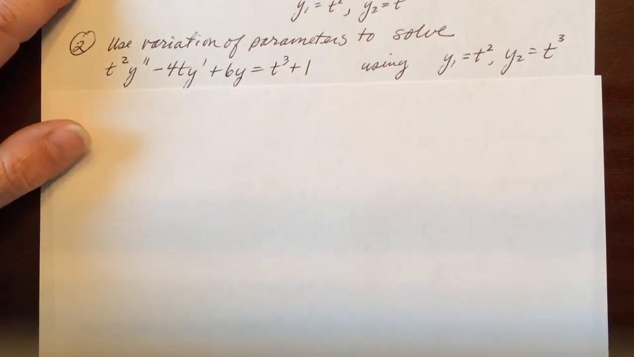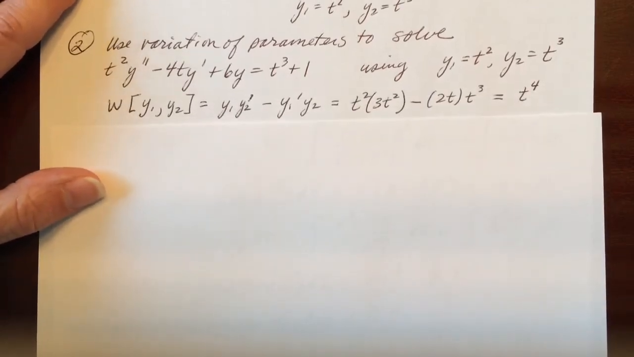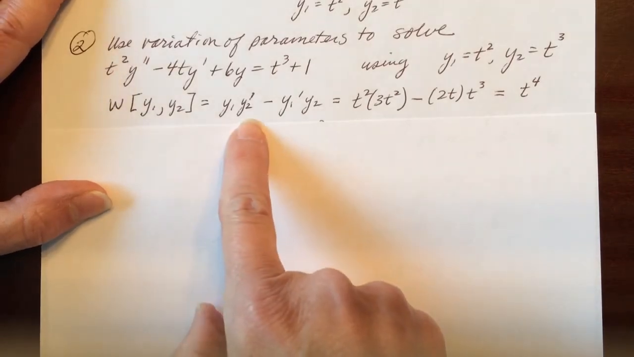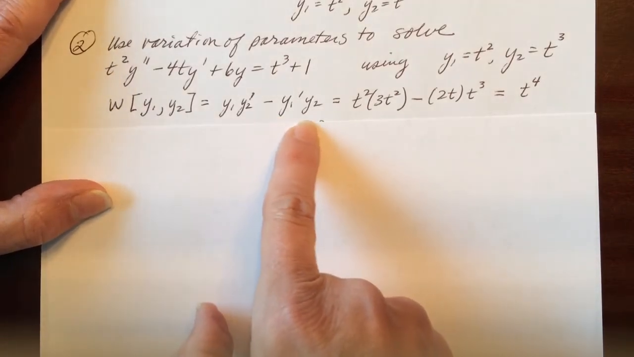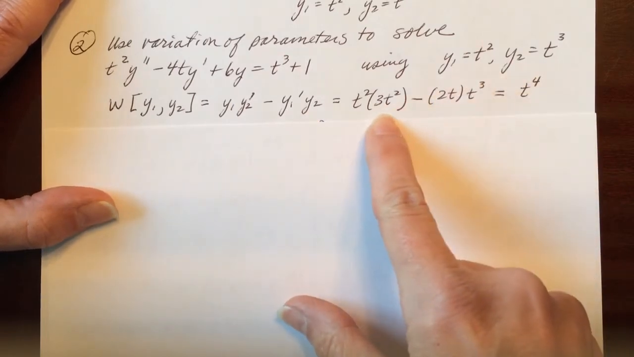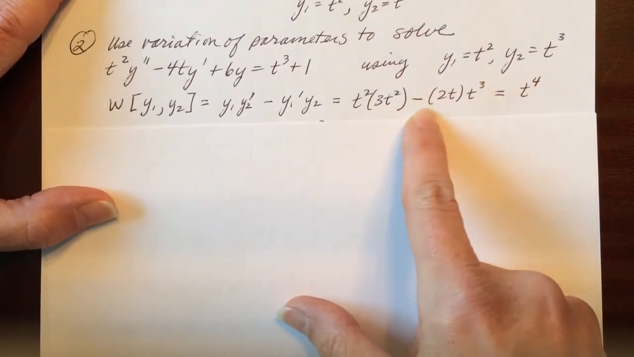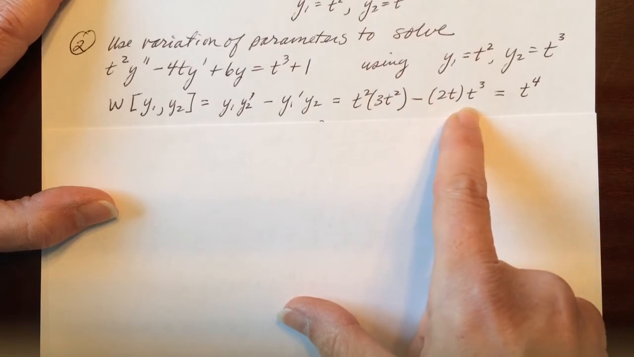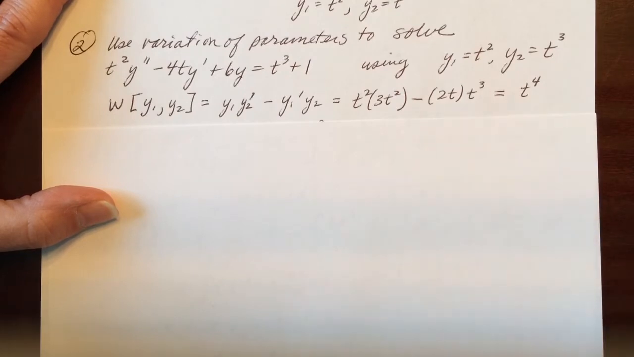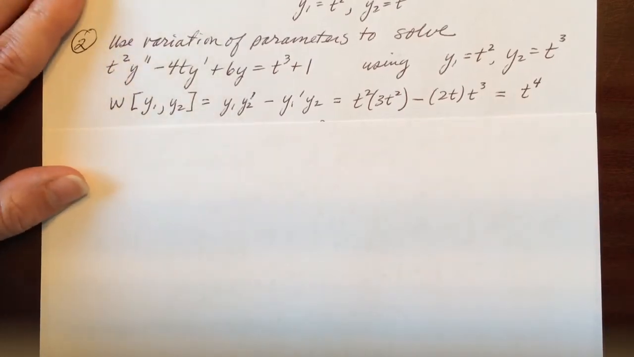All right, so let's get started. We've got to find our Wronskian: y1 times y2 prime minus y1 prime times y2. Using these right here, we've got t squared times 3t squared, minus 2t times t cubed. We get t to the 4th. So that's our Wronskian.